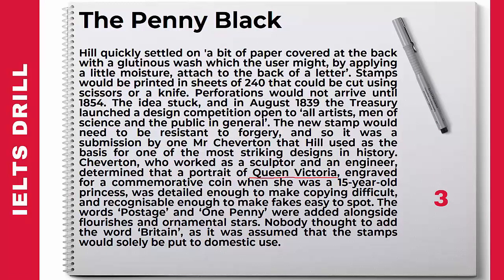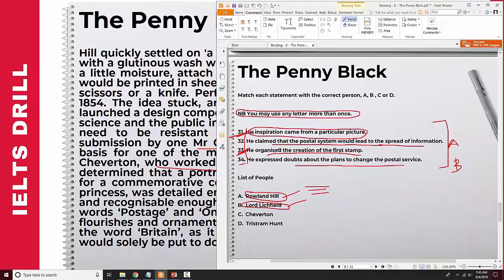Queen Victoria, right? So who was this guy? This Mr. Cheverton, who was a sculptor, determined that a portrait of Queen Victoria could be used for this picture, etc. So Mr. Cheverton is the one who took inspiration from this picture. So this 31 is C. Okay, all right. And now we are only left with this.